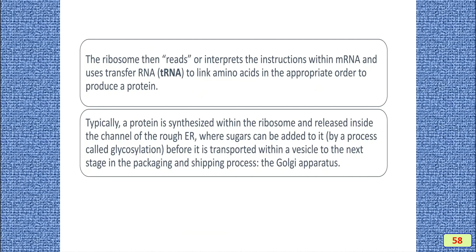So usually the ribosome is clever enough. It can read and interpret the instructions within the messenger RNA and use transfer RNA, or tRNA, to link to amino acids.